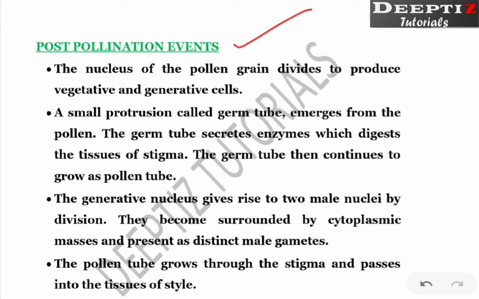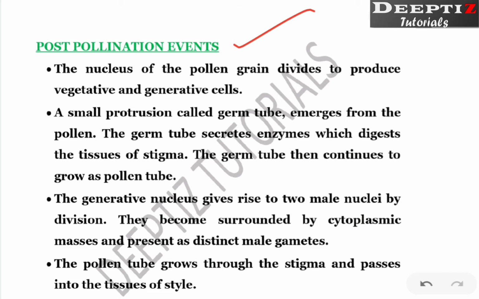Now we'll come to the main topic, that is post-pollination events. So the pollen grain is ready now. The embryo sac which contains the egg cell is also ready. Pollination has taken place. We know different agents of pollination, how pollination can take place. Now once pollination has taken place, what are the events? We call it the post-pollination effect. This is what we will see now.